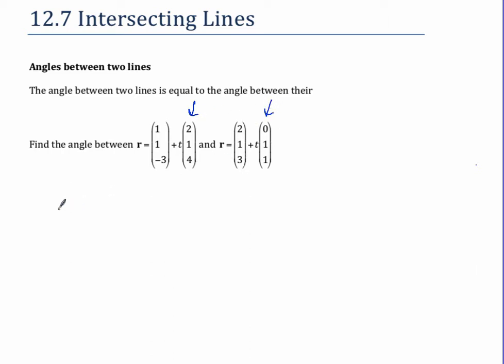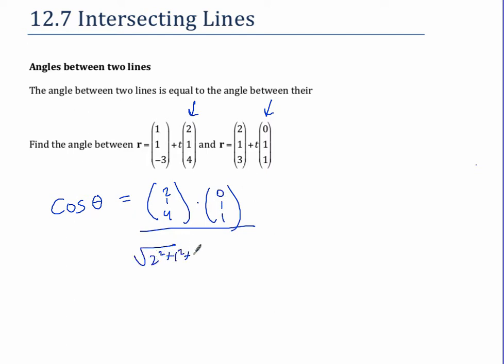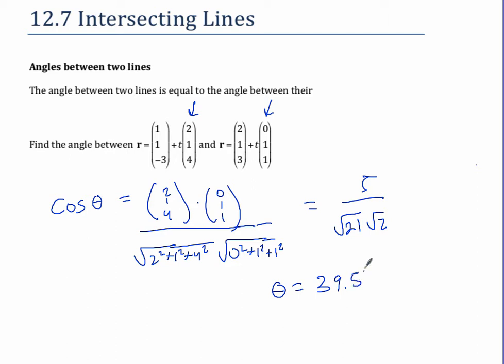Okay, so to get the angle between them, we use the formula: cosine of the angle in between equals the quotient of the dot product of the vectors over the product of their magnitudes. So it's going to be root 2 squared plus 1 squared plus 4 squared, root 0 squared plus 1 squared plus 1 squared. That's going to be equal to 0 plus 4 is 5 over root 21 root 2. And if we do inverse cosine on our calculator, or arc cosine, we get 39.5 degrees.